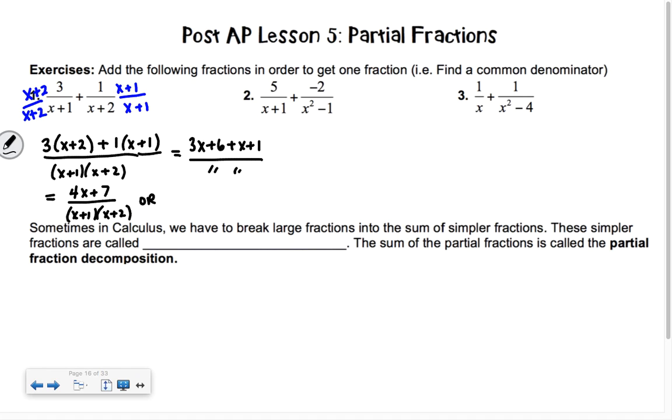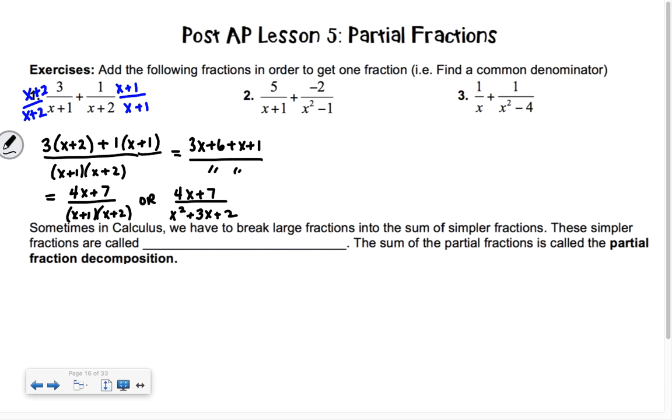And you might also see the bottom multiplied out. It might look like x squared plus 3x plus 2 on the bottom. Okay? Makes sense? Well, sometimes you don't need both denominators. So I don't need to multiply number 2 by x squared minus 1 over x squared minus 1. Do you guys all see that?